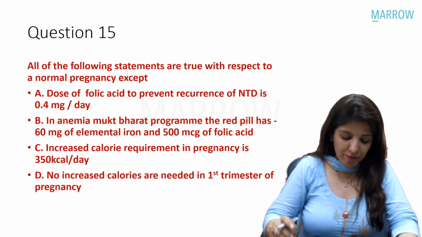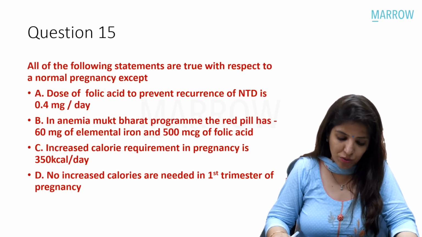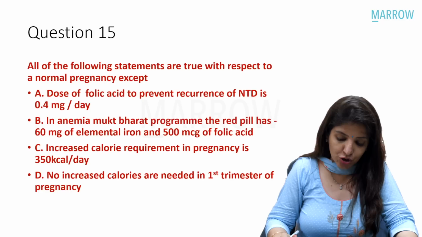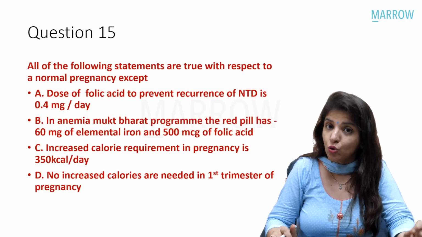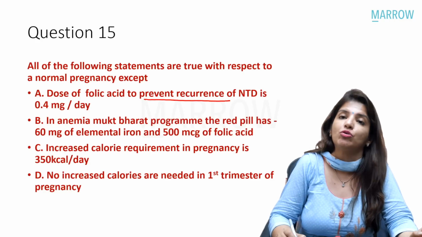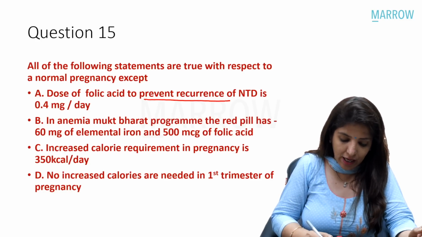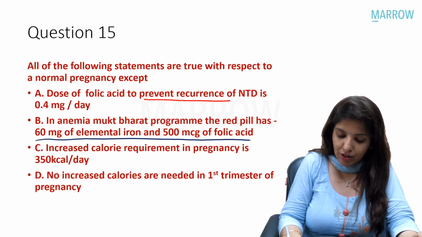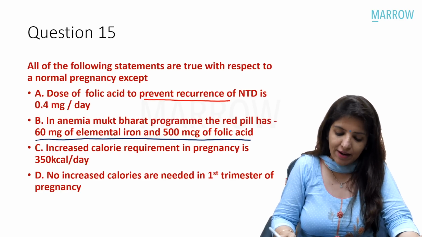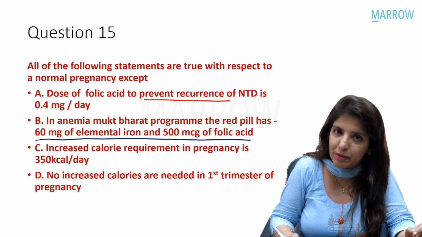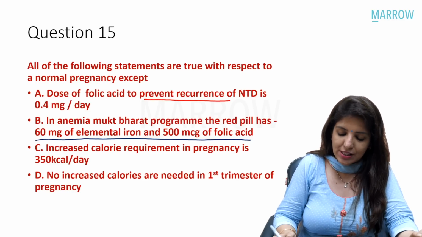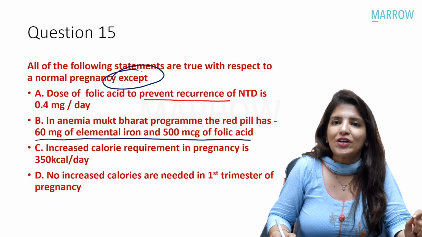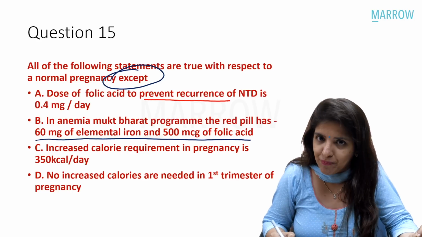Okay. So coming to the next question, all of the following statements are true with respect to a normal pregnancy except option A, dose of folic acid to prevent recurrence of neural tube defect is 0.4 mg per day. In Anemia Mukt Bharat program, the red pill has 60 milligrams of elemental iron and 500 micrograms of folic acid. Option C, increased caloric requirement in pregnancy is 350 kilocalories per day. And option D, no increased calories are needed in first trimester of pregnancy. So please read your questions very, very carefully. The question is about all are true except, right?